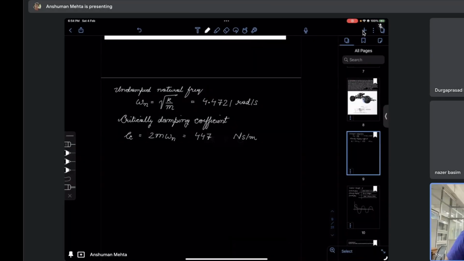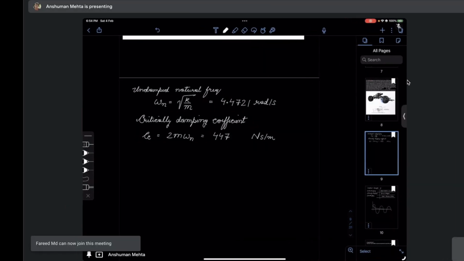At this point another student joined. Yes, so it should be 4.4721 radian per second, and the critical damping is 100 times of it because the mass is 50. So it should be 2 times 50, 100.